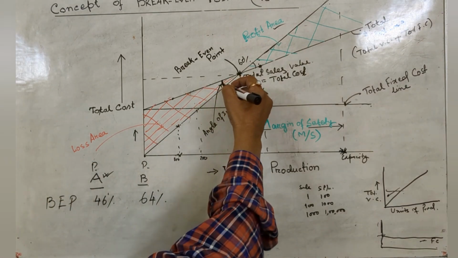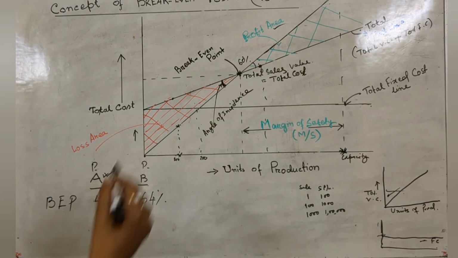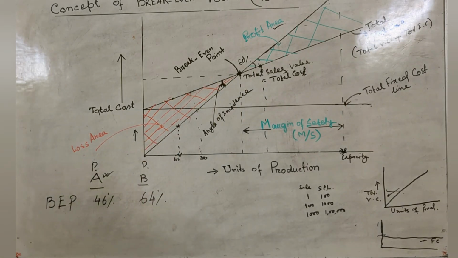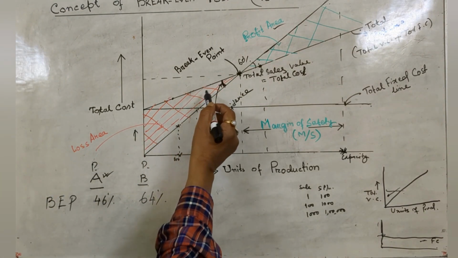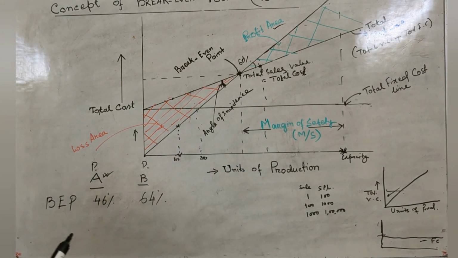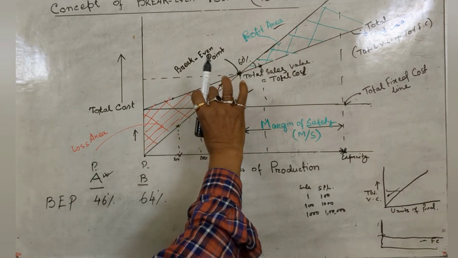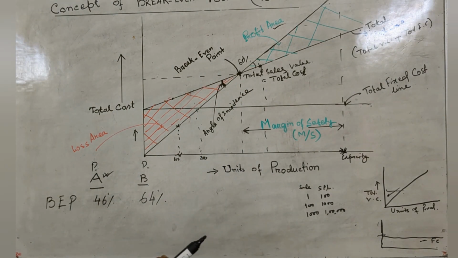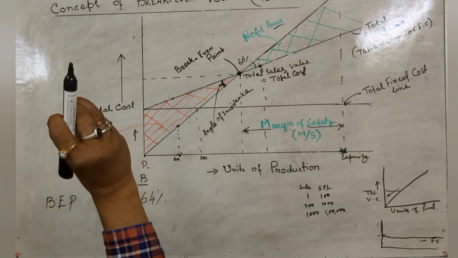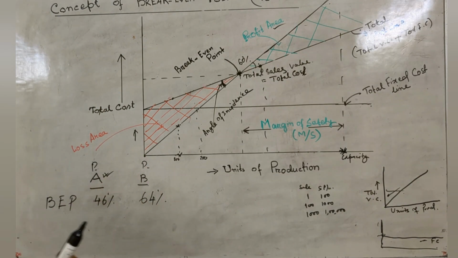Now, what is angle of incidence? Angle of incidence indicates the profit earning capacity or earning capacity. If the angle is wide, if the angle is more, that means earning capacity is more. With the increase in production, the earning will be faster in comparison to a lesser angle of incidence.